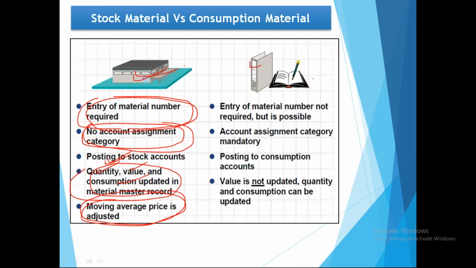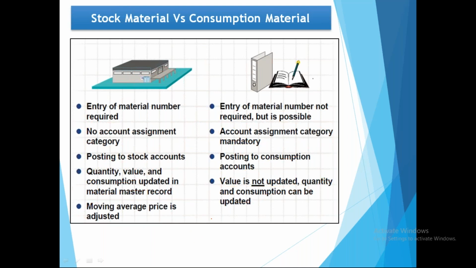Now coming to the consumption materials, entry of material number is not required, but still you can enter. But here account assignment category will become mandatory. So now all your postings will be done to those consumption accounts, and value is not updated, and quantity and consumptions can be updated. So this is the difference between stock materials and consumption materials procurement.